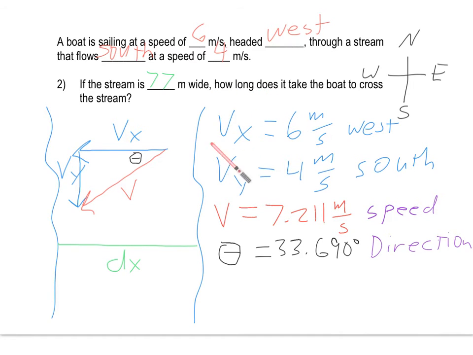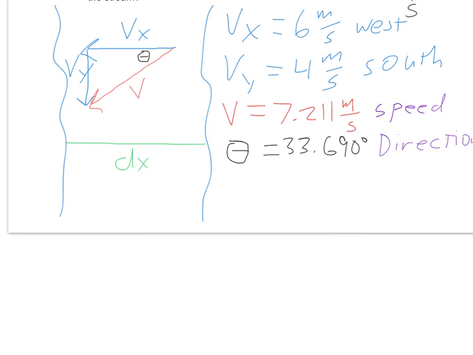All right, in order to do it and get it right, we have to use the horizontal velocity, this 6 meters per second west. We're not going to use the diagonal here because we don't have a diagonal distance, we've got a horizontal distance. All right, and that's probably the trickiest part of these, but once we realize that, okay, well then this becomes a pretty straightforward calculation.